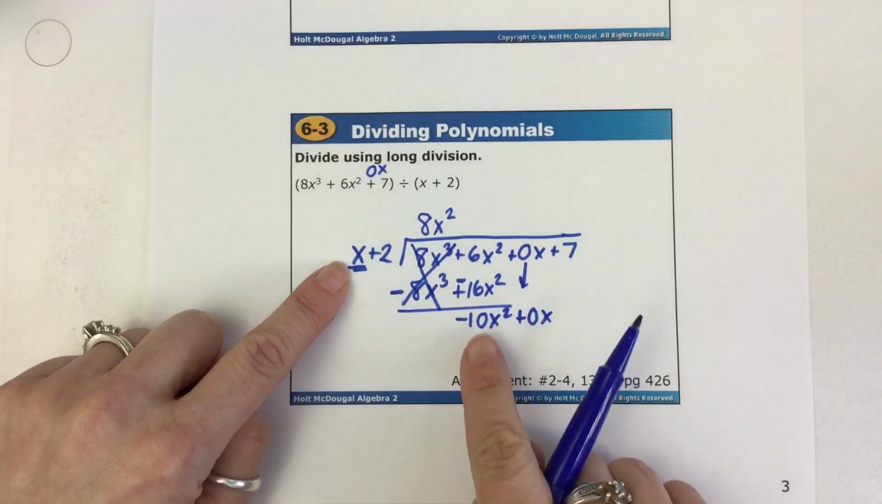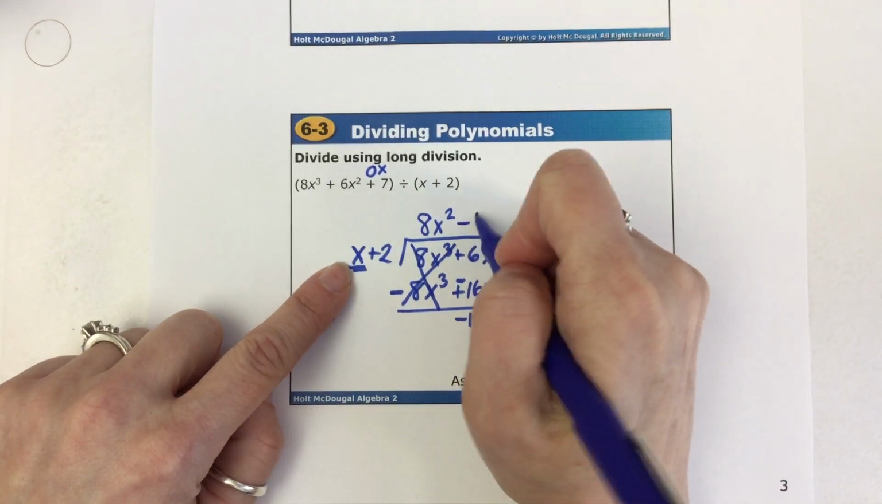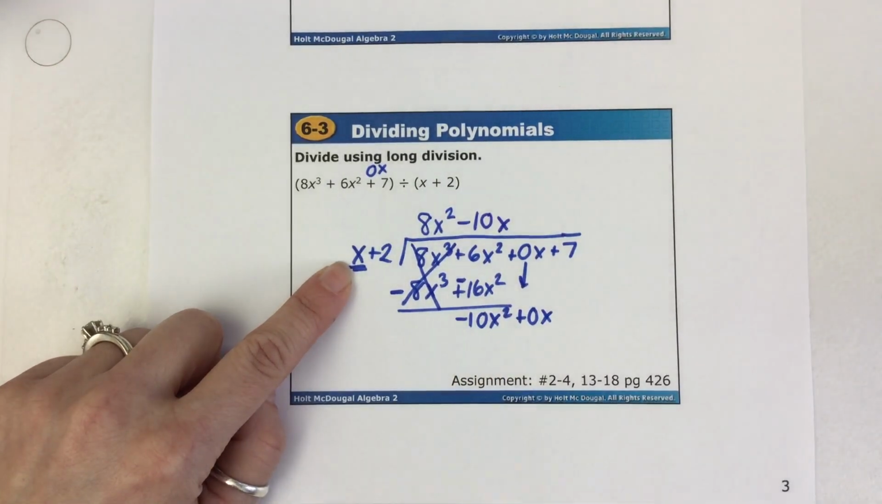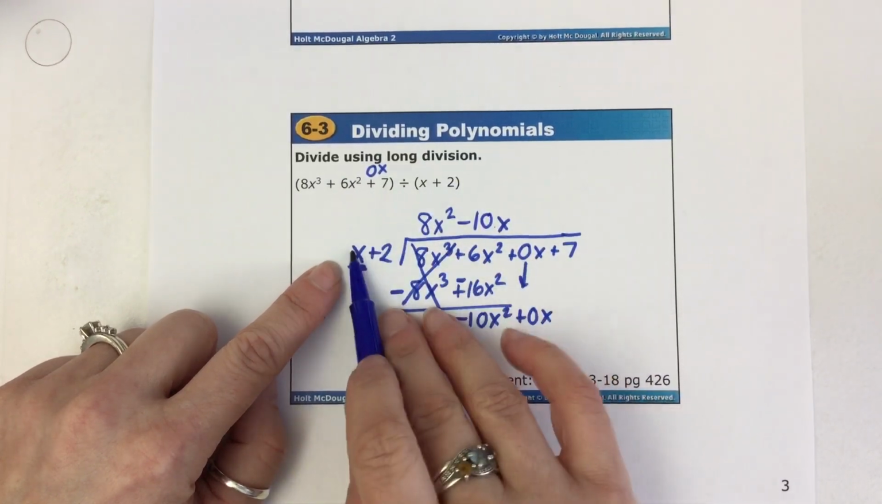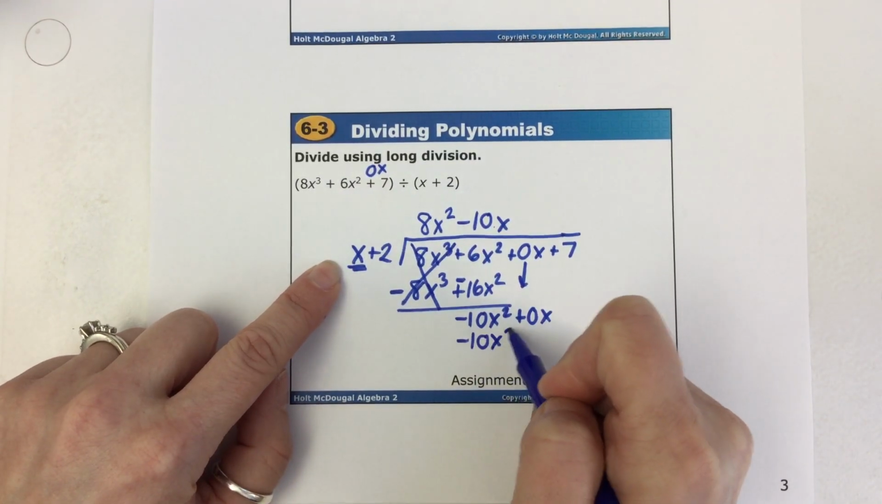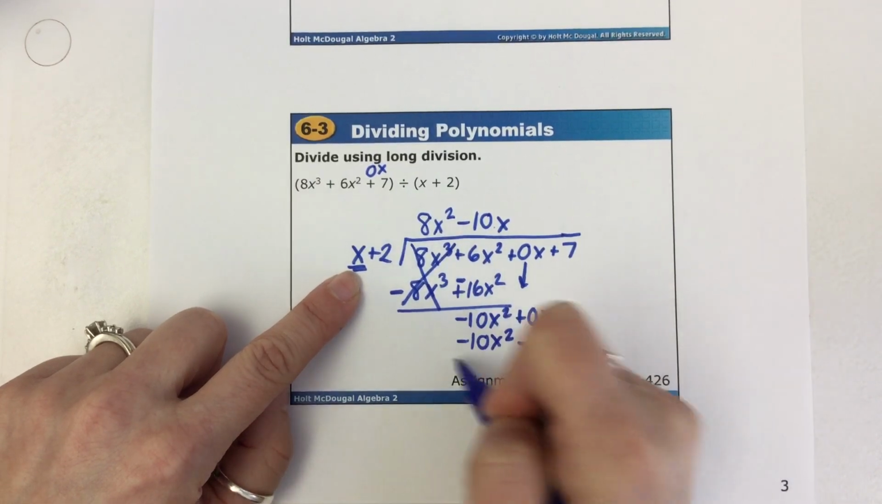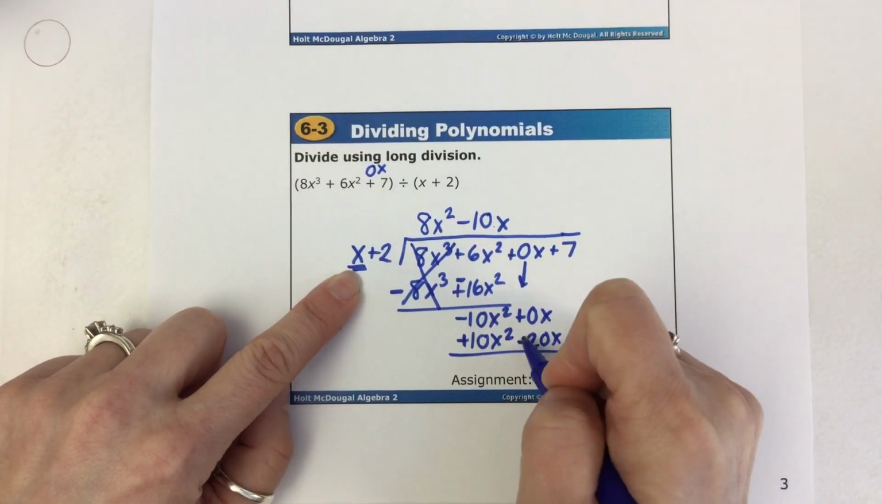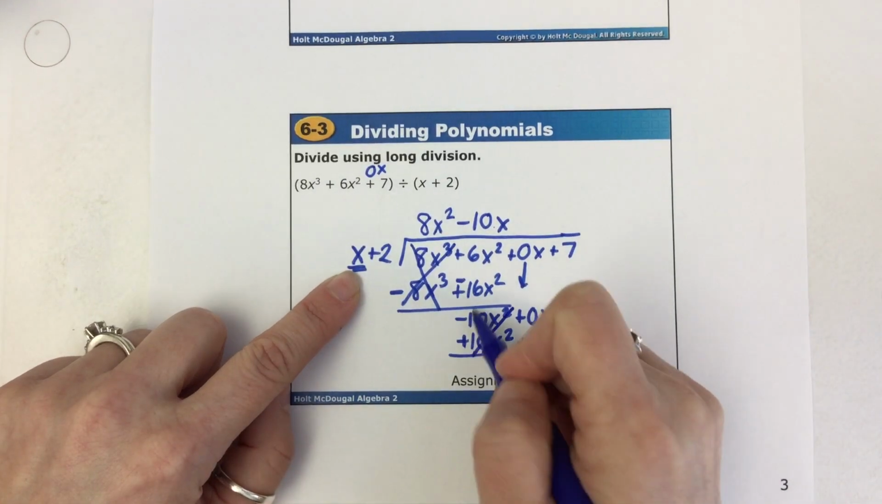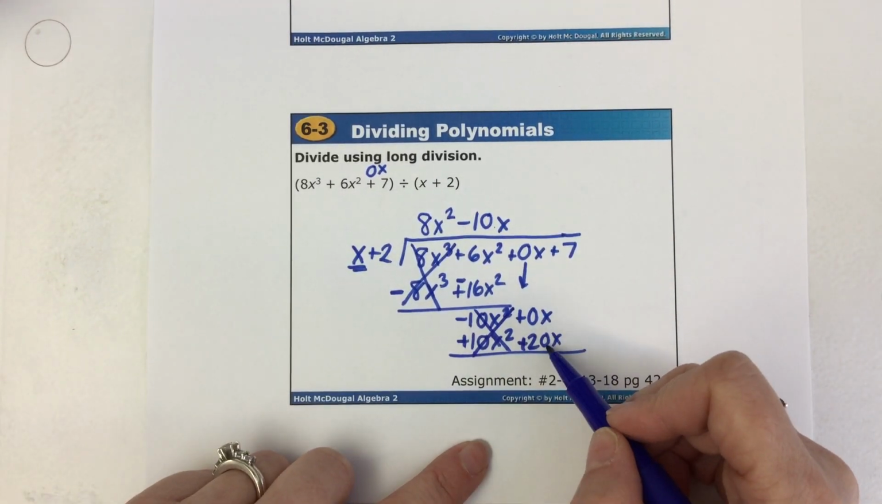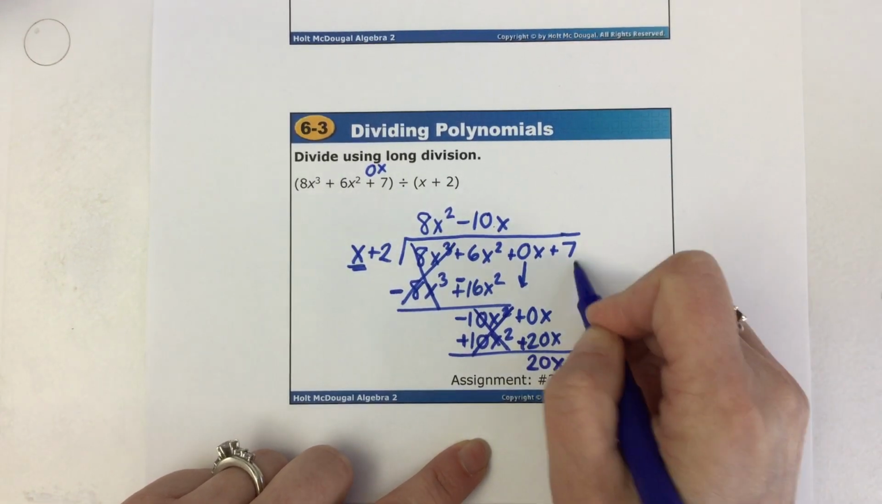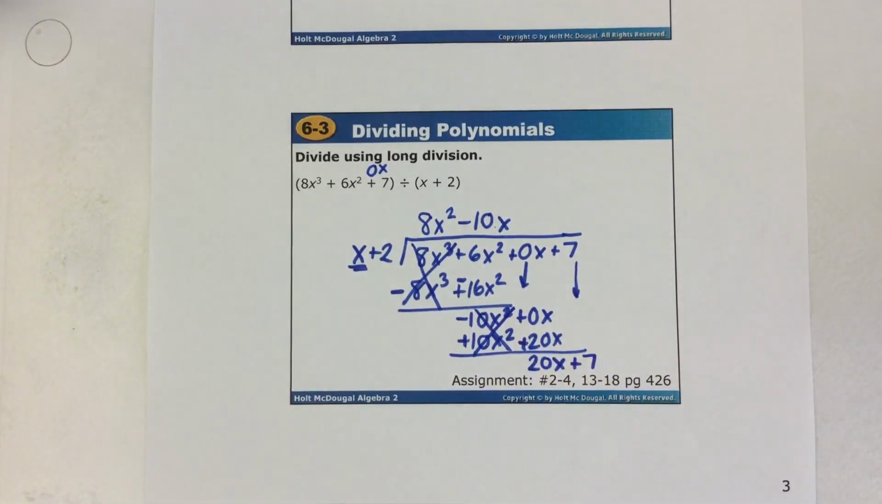To change an x into a negative 10x squared, you need a negative 10 and one more x. Negative 10x times x is negative 10x squared. Negative 10x times 2 is negative 20x. Change this to a positive, this to a positive. This cancels. 0x plus 20x is 20x. Carry down the next term.